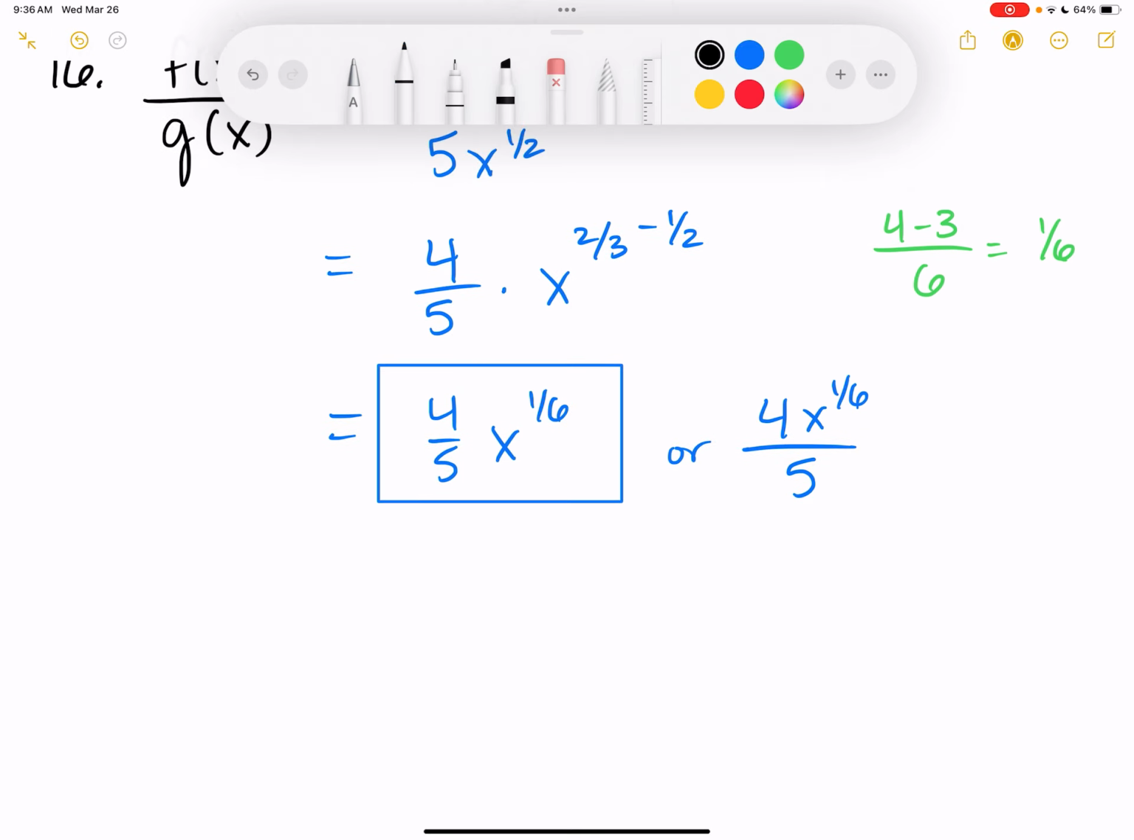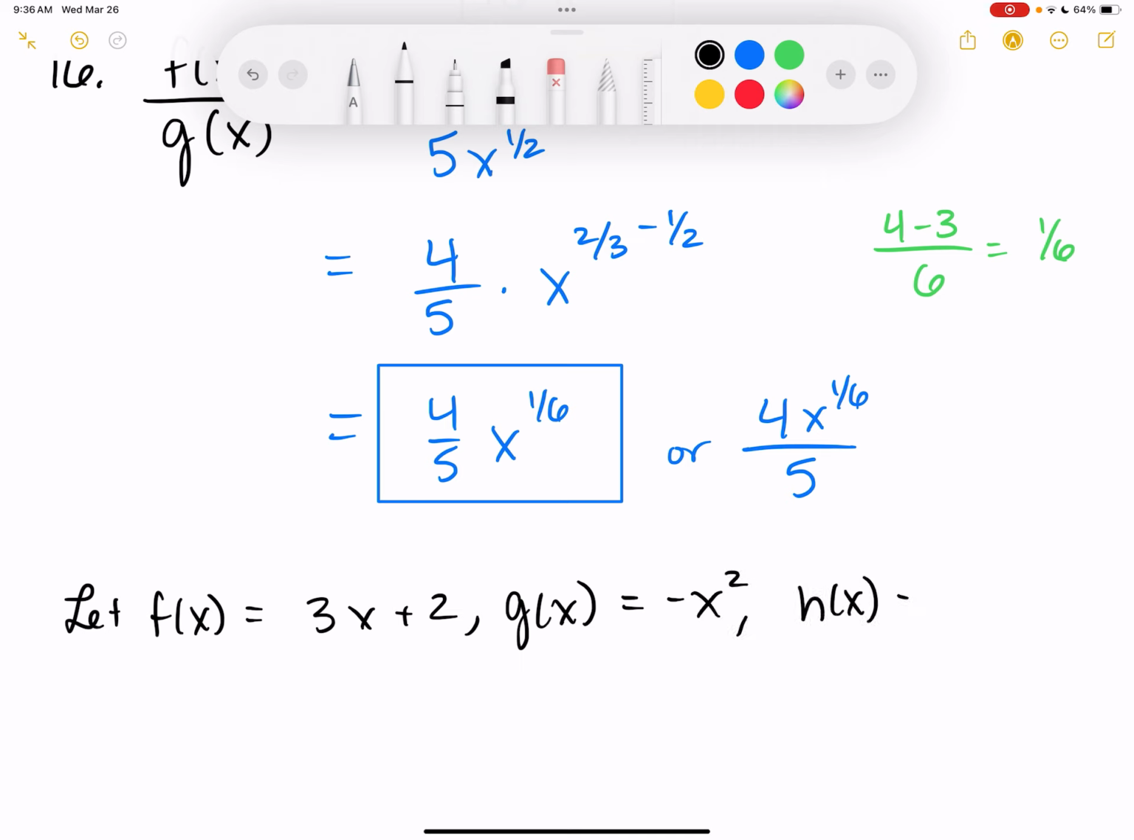Alright, composite functions now. Let f of x be 3x plus 2. g of x is negative x squared. h of x is x minus 2 divided by 5.